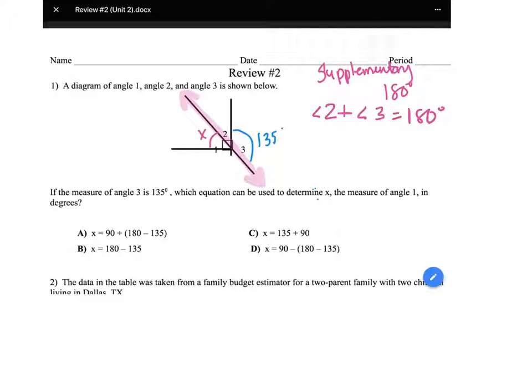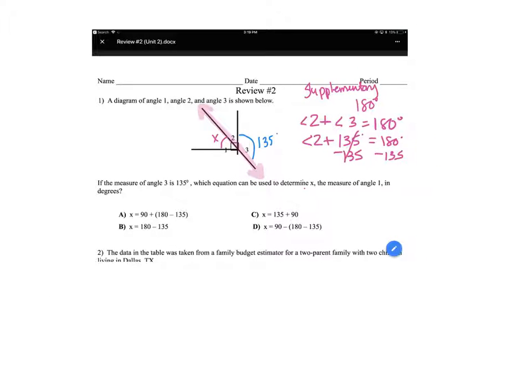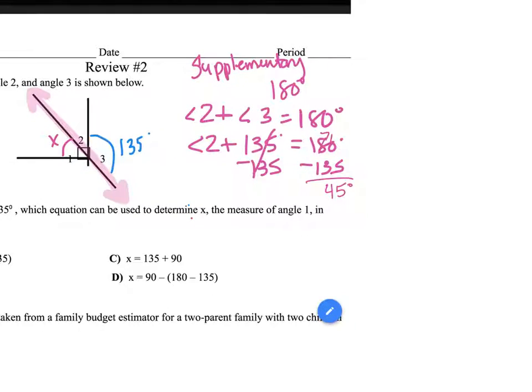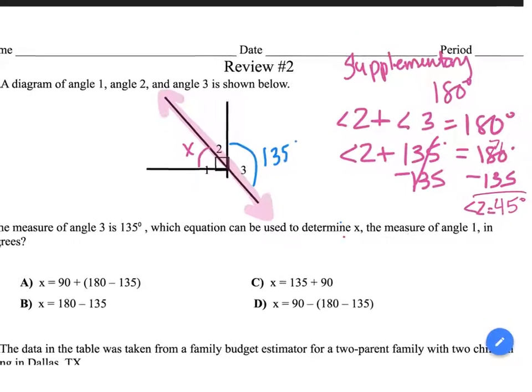But you've got to check yourself. Angle 2 plus angle 3 should be 180, and I know angle 3 is 135. I know it looks like it's split exactly down the middle, but let's double check. If I take 180 and subtract 135, do I get 45? Yes. So angle 2 is 45 degrees.